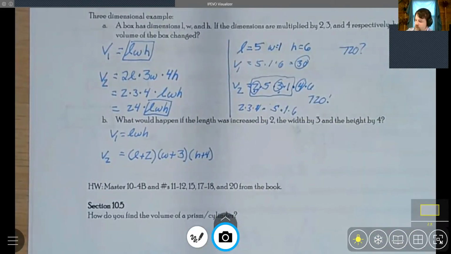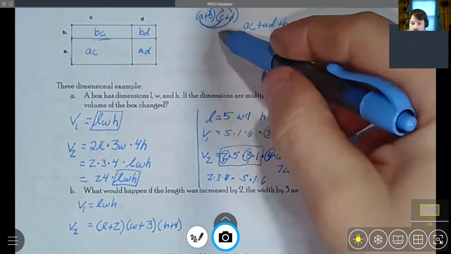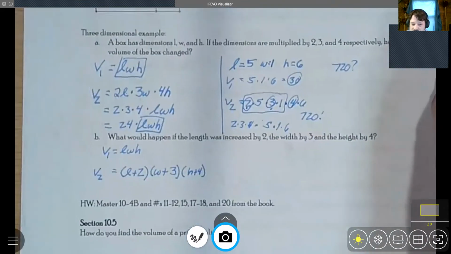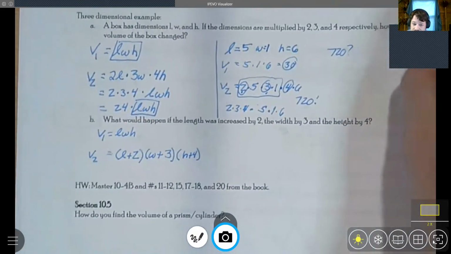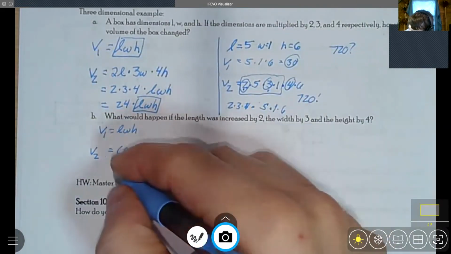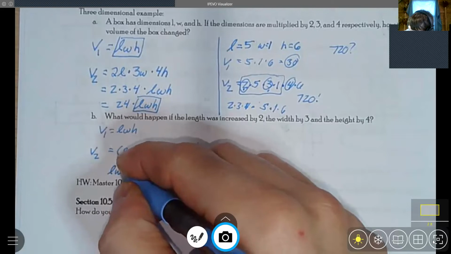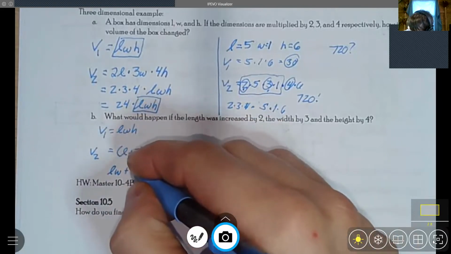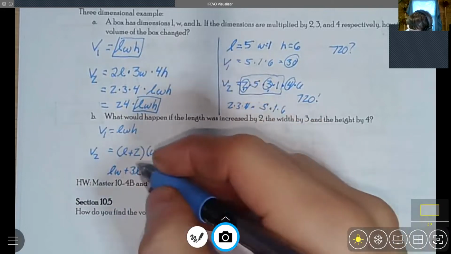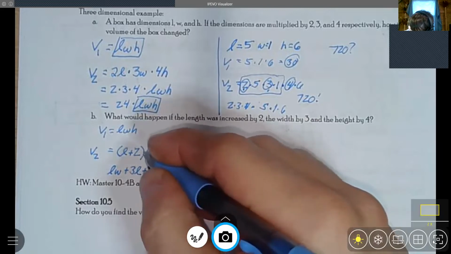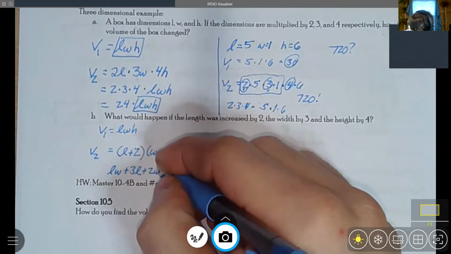But now you got to multiply it through, kind of like what we did up top here. But now we have 3 pieces instead of 2, which makes it 3 times as fun. Here we go. L times W, LW. L times 3, 3L. 2 times W, 2W. 2 times 3, 6.